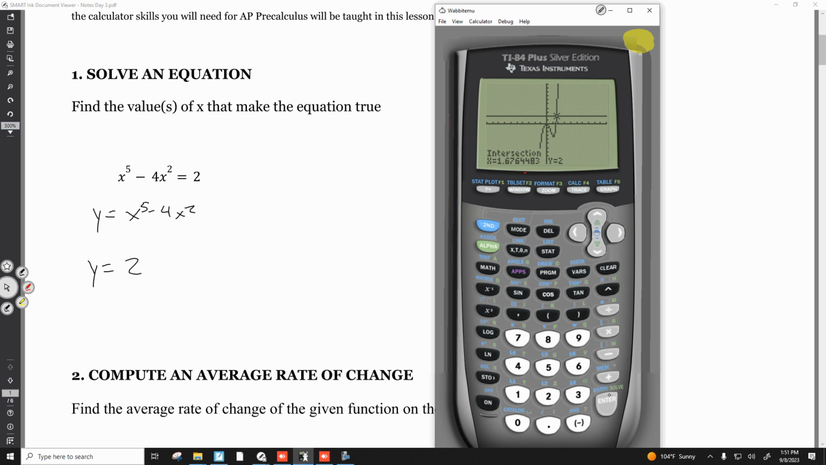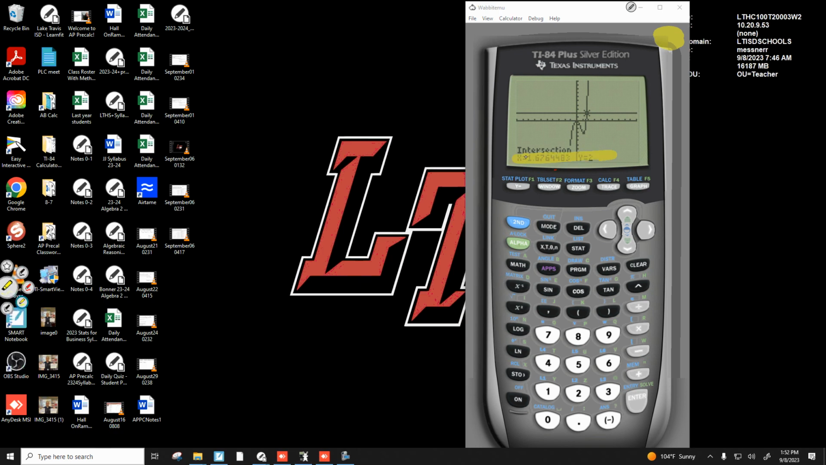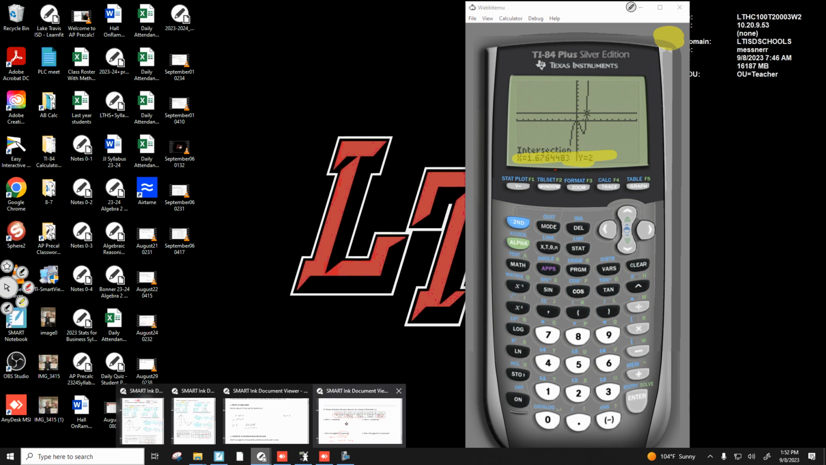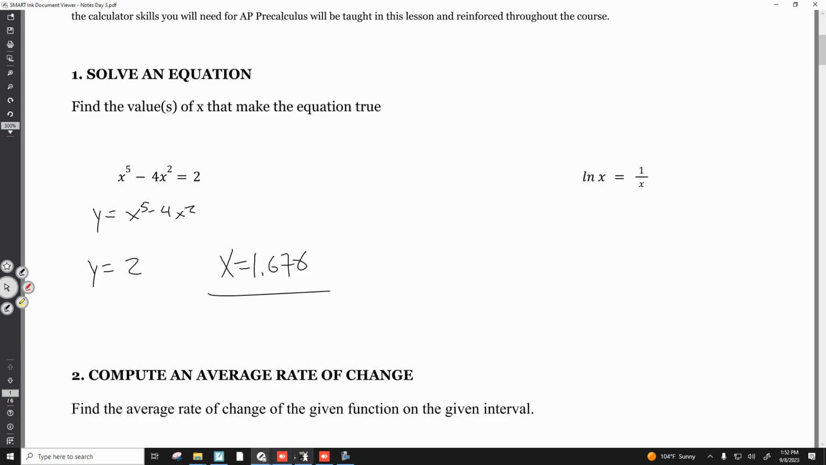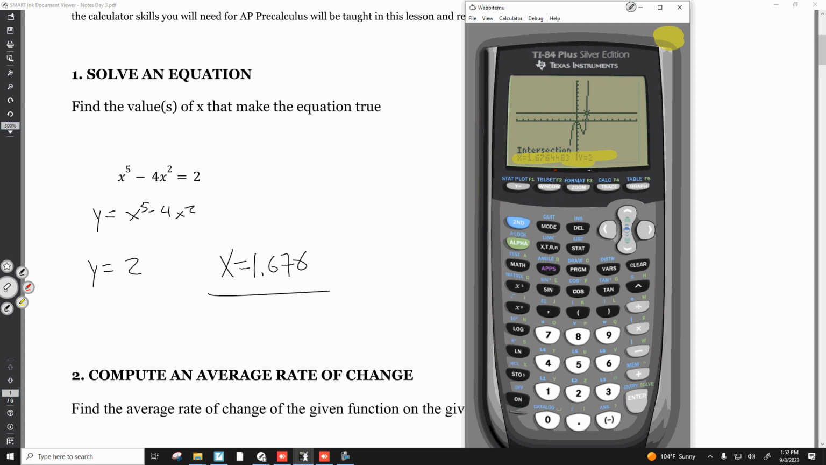Cool, thanks. All right, now, this is your solution. The x coordinate, x equals 1.676. Now, really quickly, and this is one of the Mr. Messner tricks of the calculator trade. Whenever your calculator finds something in the graphing window and you see it on the bottom, whenever you see stuff on the bottom of your graphing window, your calculator has stored those values. Don't believe me? I'll show you.